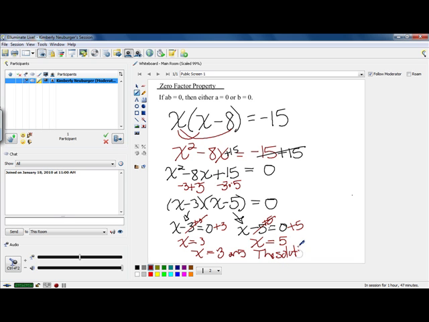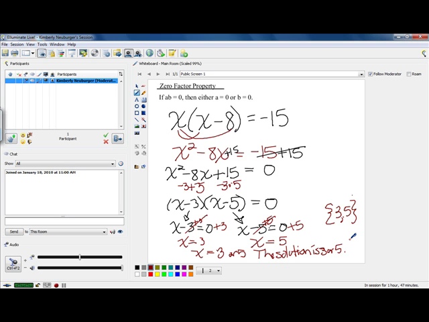is positive 3 or 5, like that. Or you can set up a solution set using set brackets of 3, 5. These are all perfectly fine ways to write your solution.